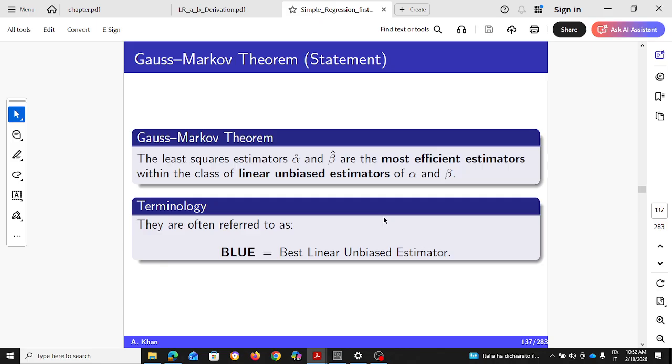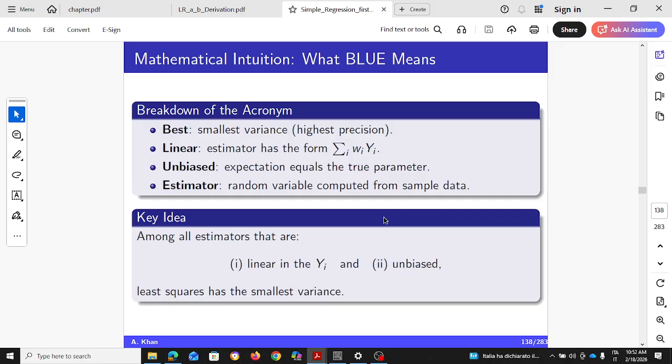Why is this? Because the Gauss theorem says that the least square estimators for alpha and beta are the most efficient estimators in the class of linear unbiased estimators. Okay, so it is unbiased, it is linear, and it is efficient. The terminology used for this is BLUE, which means best linear unbiased estimator. Okay, so we have the smallest variance for the least square case.